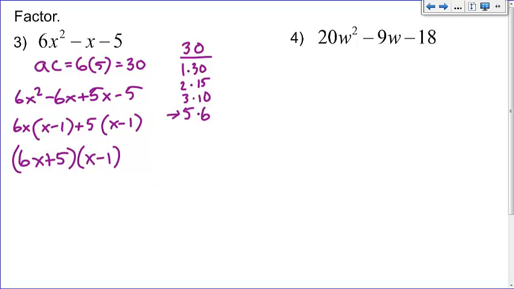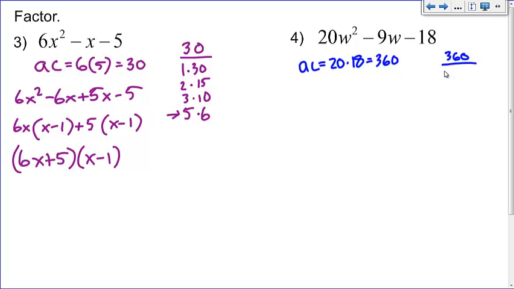All right, let's look at number 4. This time we have a little bit bigger numbers to work with. AC is going to be 20 times 18, which is 360. Now 360, fairly large number by the standard that we've been practicing here. And it has a lot of numbers that evenly divide. So I actually want to start with numbers that are fairly close together because I can see the difference has to be 9. I don't want to go through the whole list of 1 times 360 and things like that.